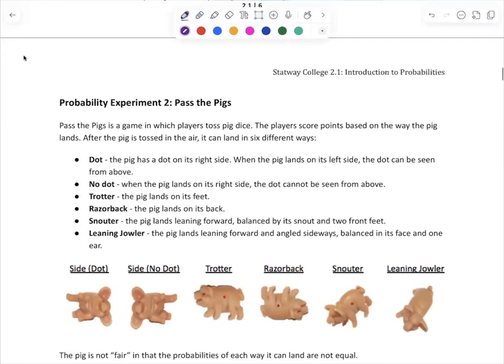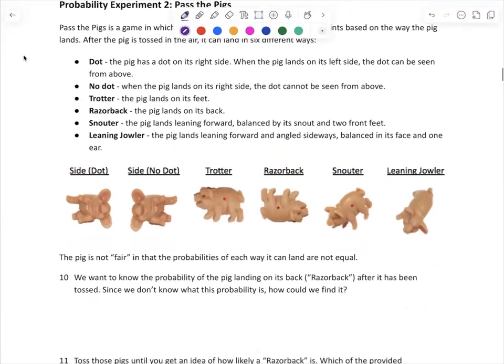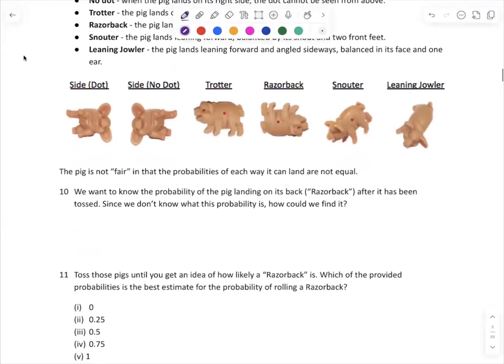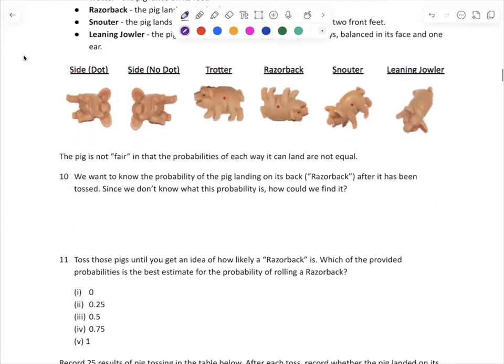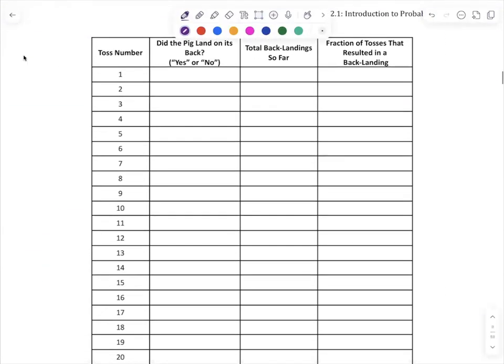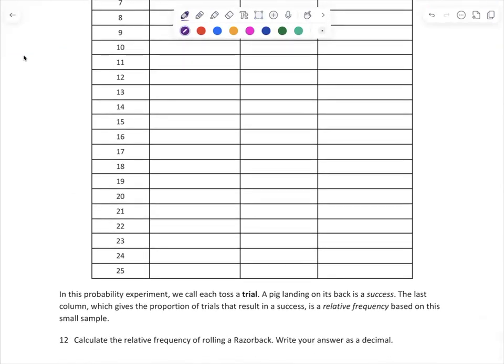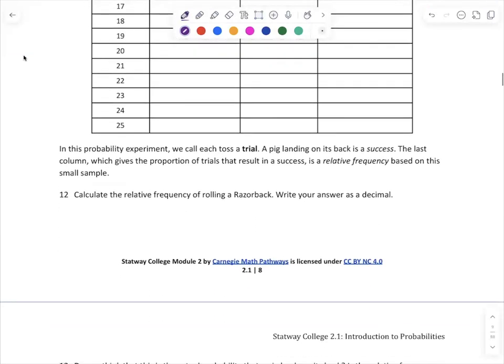In your next assignment, you have a fun activity, pass the pigs, and basically you're going to have access to a simulation. In that simulation, you're going to have access to some pigs, and when you select it, it's going to randomly toss a pig for you. Then you're going to keep track of the position of the pig, repeat this process 25 times, and calculate the relative frequency of rolling a razorback.